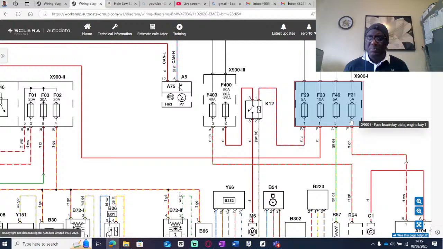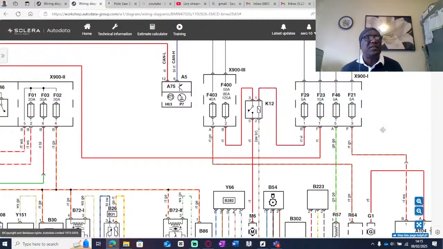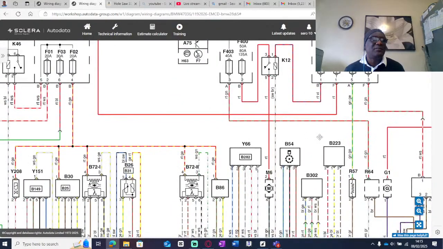You can just use a simple test light. That's fine. There's nothing wrong with that at all. But if you have got these fancy tools, you can use them. They do work as well. Okay, so that's fuses explained. All right, the fuses are now explained.